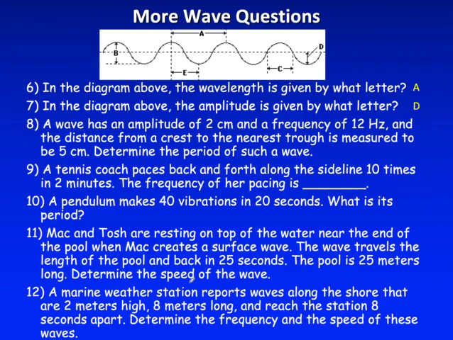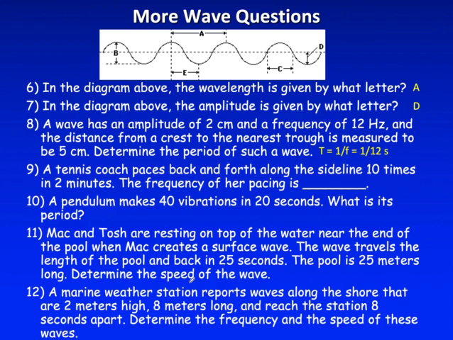8. A wave has an amplitude of 2 centimeters and a frequency of 12 hertz, and the distance from a crest to the nearest trough is measured. Determine the period of such a wave. And you're like, whoa, whoa, whoa. Lots of extra information. The only thing we need to know on this one is the frequency. Remember, period is 1 over the frequency, the reciprocals of each other. So it's just 1 over 12 hertz, or 1/12 of a second.